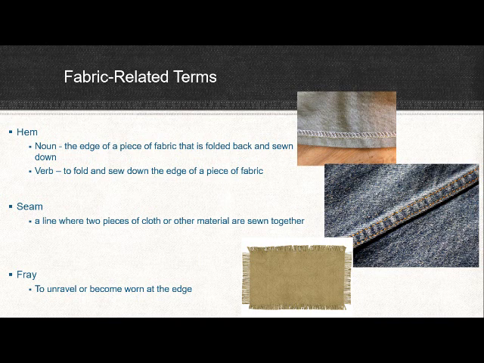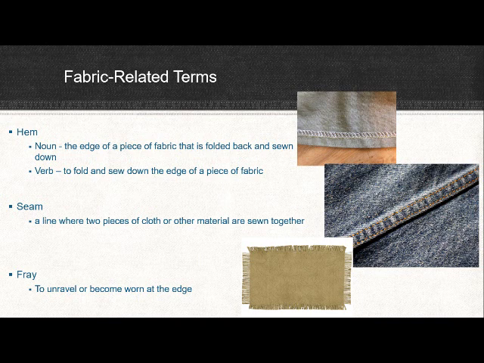Once we get fabric home, as we go to construct a garment or any sort of fabric art, there are some things that we have to consider. Namely, the second that we begin to cut into fabric, including the moment it is cut off of the bolt at the store, it is likely to fray. Fray is a word that refers to when fabric begins to unravel or become worn at the edge. Sometimes you want this on purpose. If you've ever bought a pair of jeans that had a hole in them, you intentionally purchased fabric that had frayed at the edges. The weave had become loose and undone.